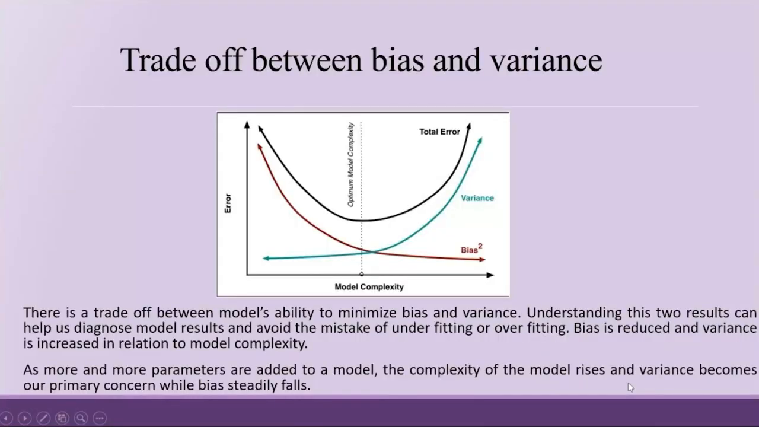Now we have to do the trade-off between bias and variance. If I increase the model complexity, that is by introducing the square, by introducing the variables, my bias will definitely decrease, but my variance will increase. And if I keep my model simple, my bias will be high and variance will be low.